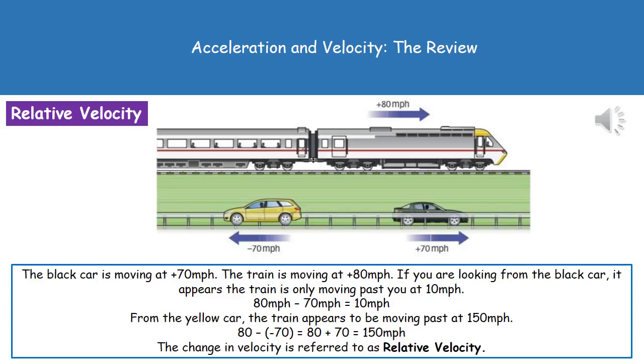If we were sitting in the yellow car looking at that same train, what we'd actually see is that the train seems to be going past really fast. So by doing that same calculation, 80 is our train, and then we've got to still subtract the velocity of our car. So we're actually going to be taking away minus 70. Now 2 minuses makes a plus. So in reality the calculation we do is 80 plus 70, which gives us our relative velocity there of 150.